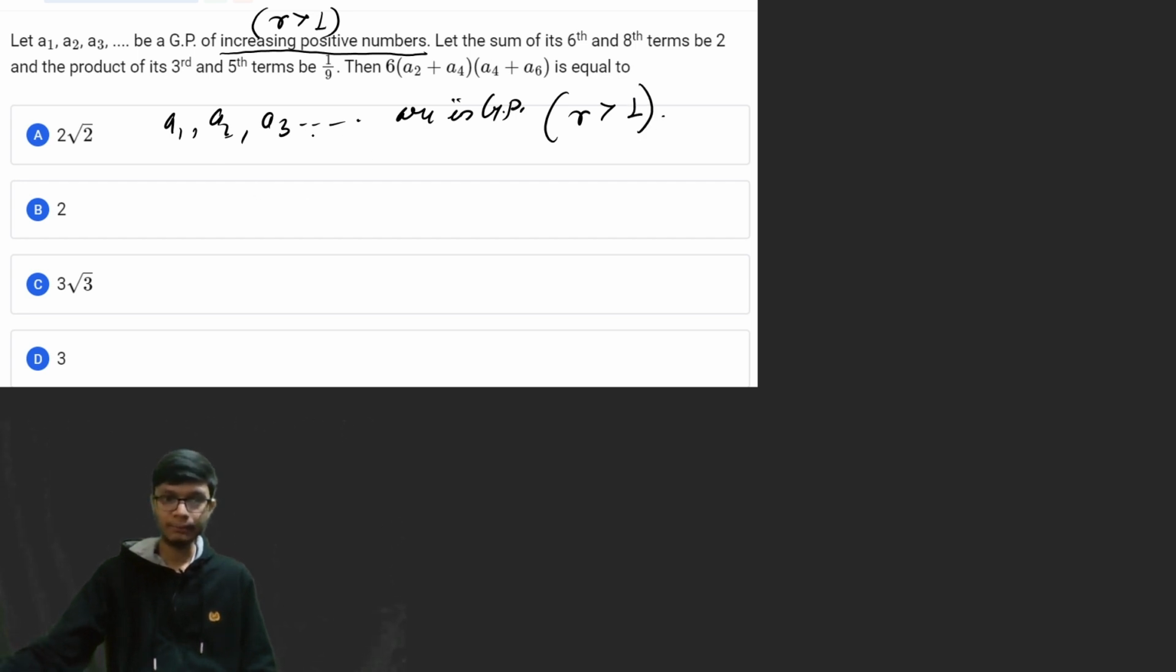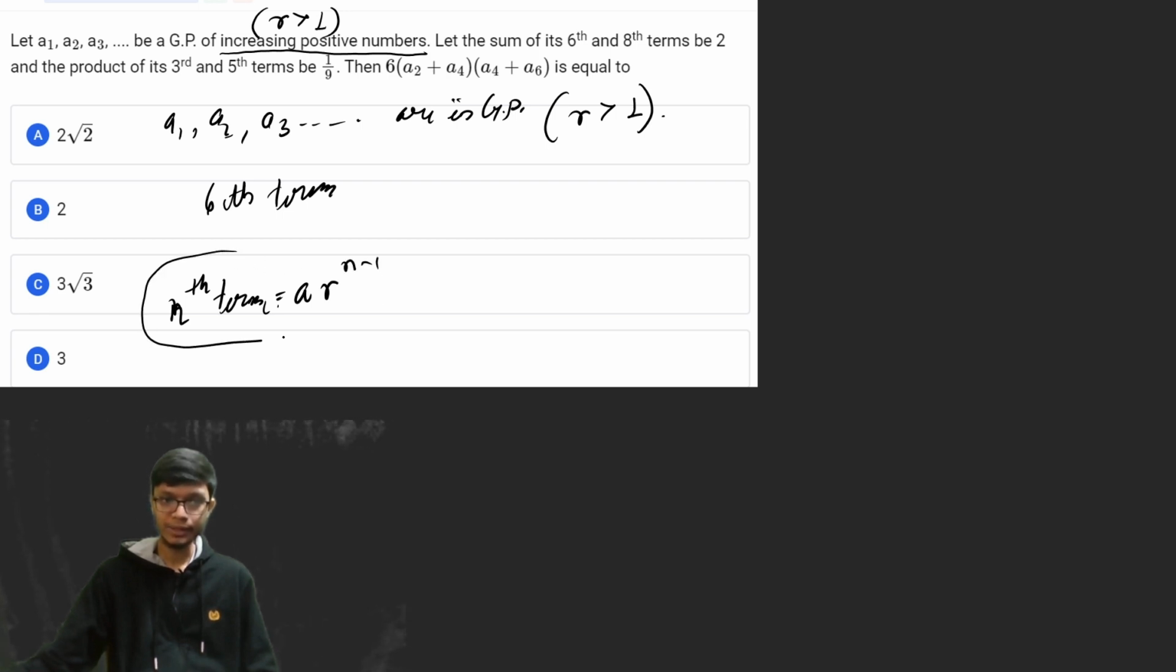So it is said that the sum of the sixth term and the eighth term is equal to 2, and the product of the third and the fifth term is equal to 1 by 9. Before starting, you know that for a GP, the nth term is given by the first term multiplied with the common ratio r to the power n minus 1. So that is the nth term of any GP.